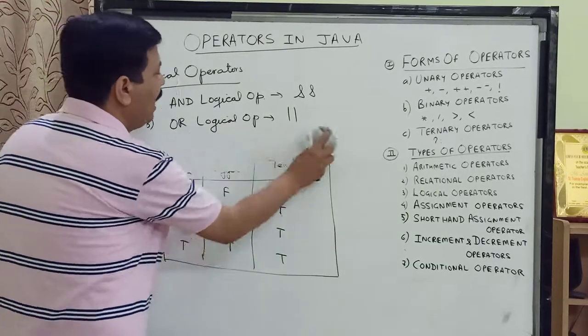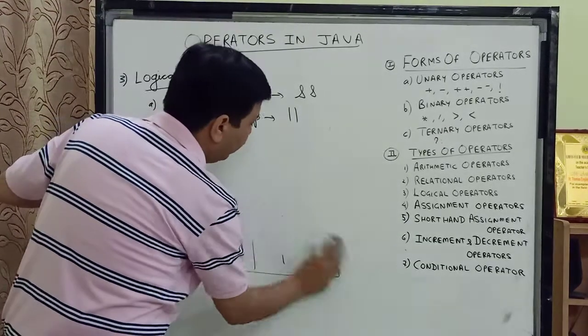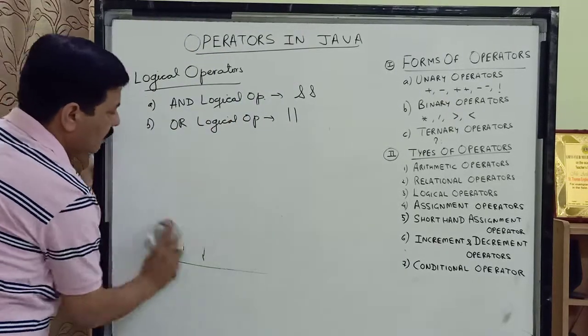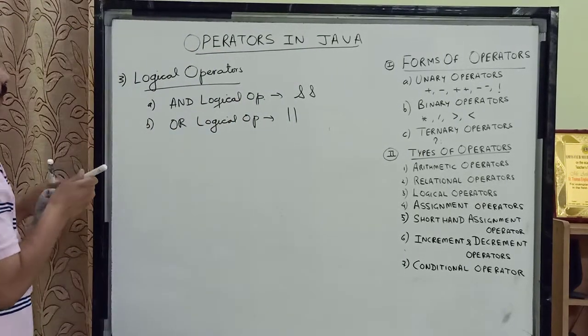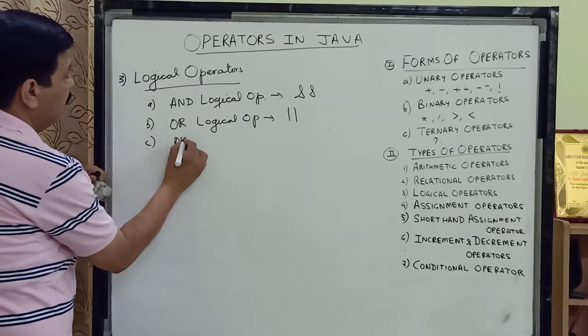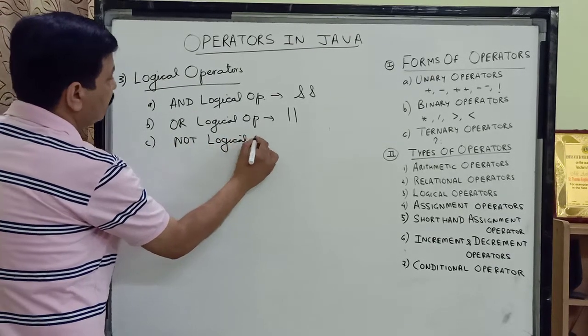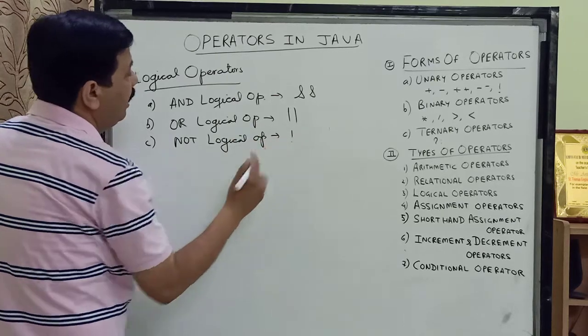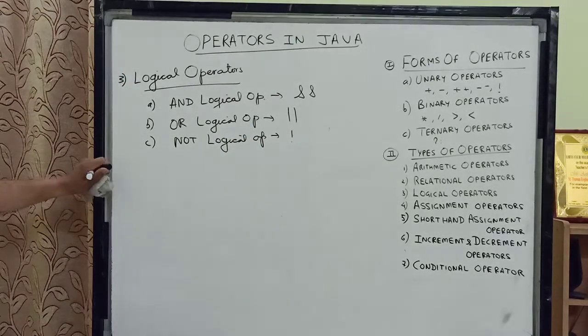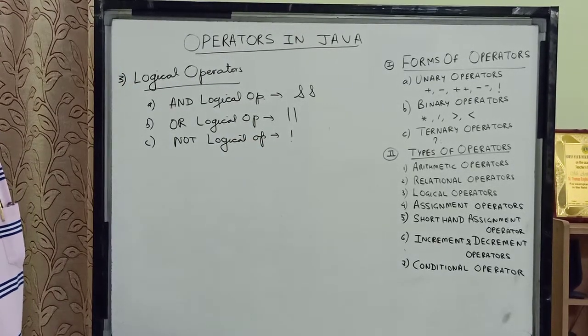Now children, the last logical operator is the NOT operator, which is the third logical operator, the logical NOT operator. Now children, the NOT operator means that it reverses the input.